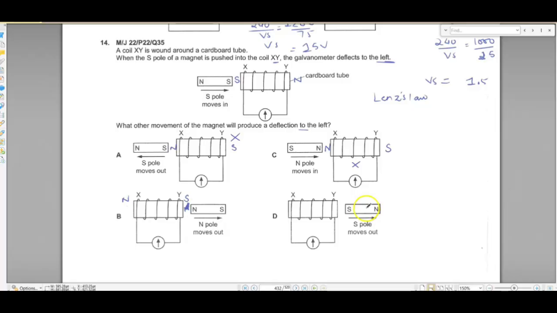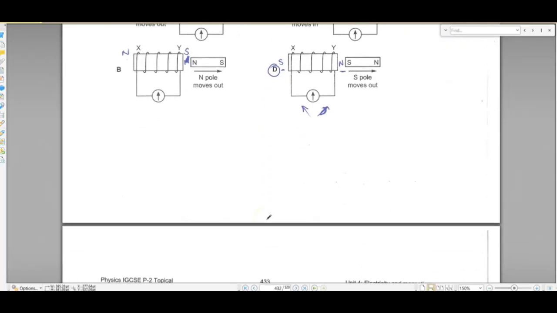Okay, option D, south pole moves out. If the south pole is moving out, what is going to happen? North is going to get induced over here and south is going to be induced over here to get this back. Okay, so now we have south on the left side and north on the right side, just like over here. Okay, so now this is going to give a deflection towards the left side.